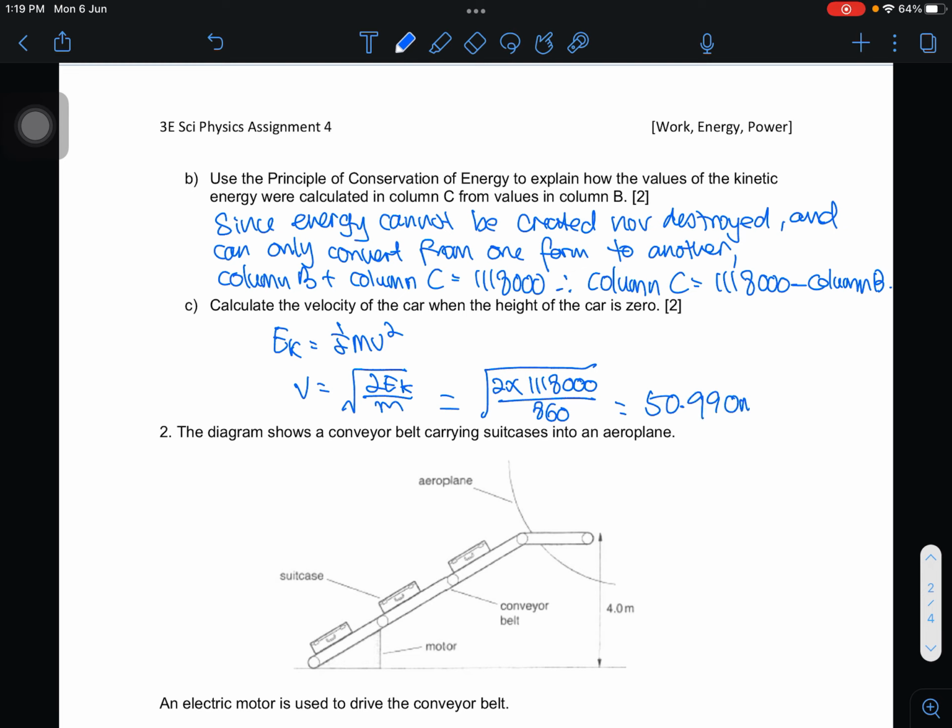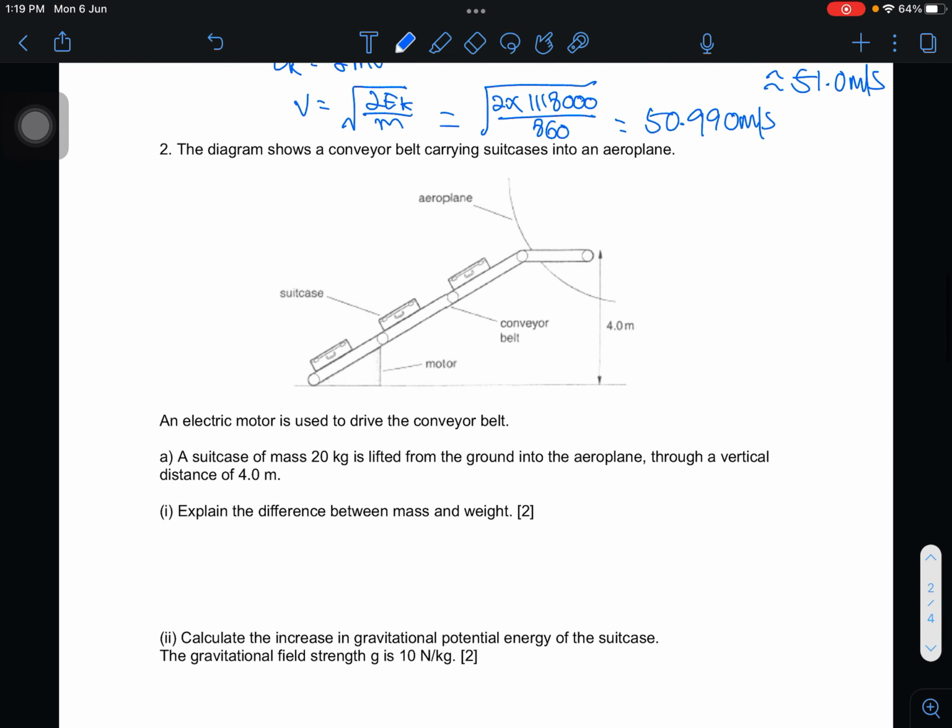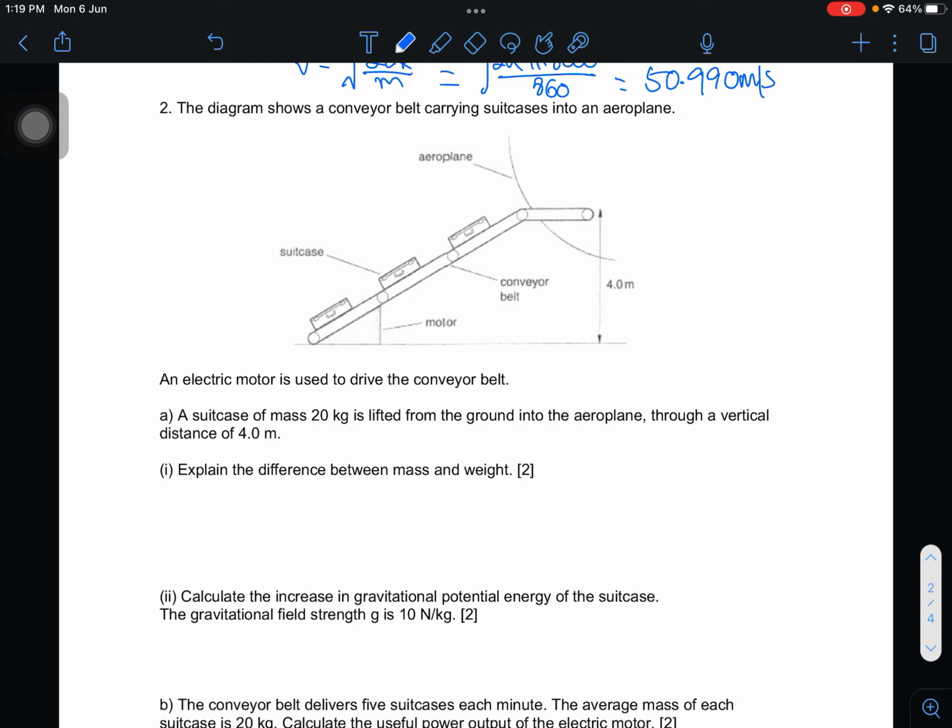50.990 meters per second. Round it off to 51.0 meters per second. Okay. Question 2. The diagram shows a conveyor belt carrying suitcases into an aeroplane. An electric motor is used to drive the conveyor belt. Okay, this is the part that we don't really see as passengers.